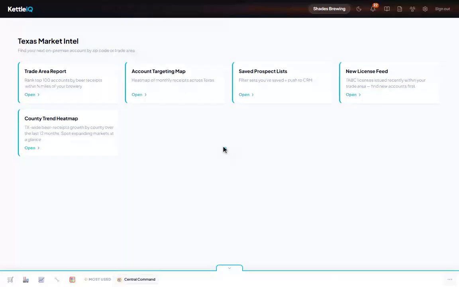Because it comes from a state filing, it typically lags real-time by a few weeks. That's expected, not a bug. Inside a report, check the data as of date at the top. That's the most recent period the state has published.